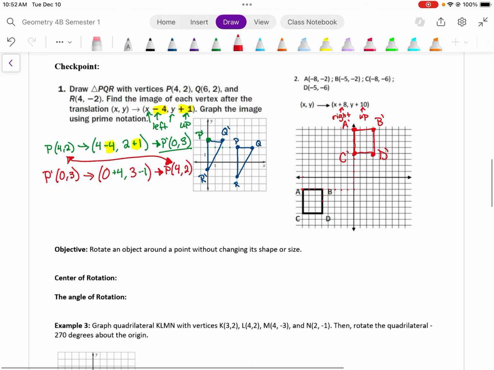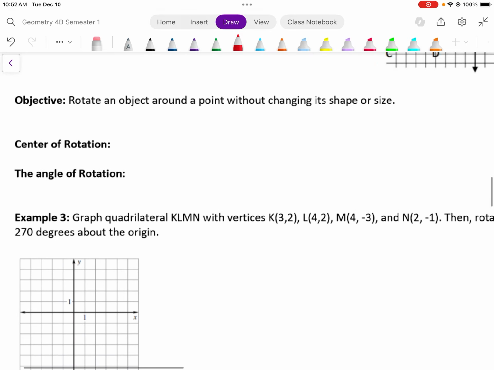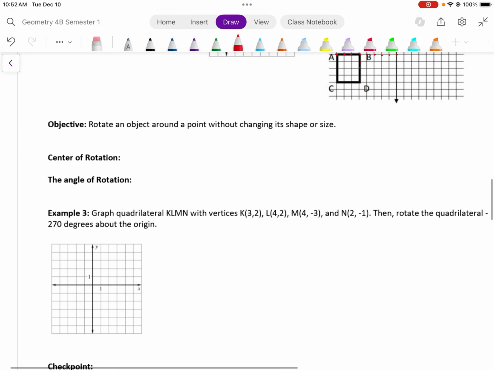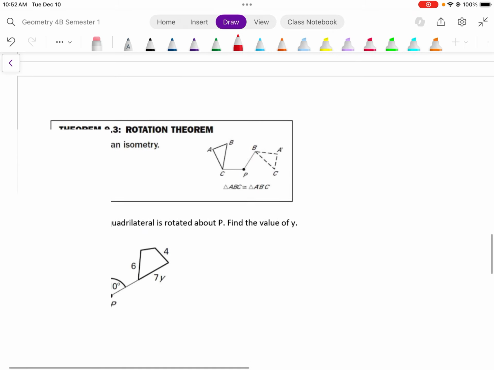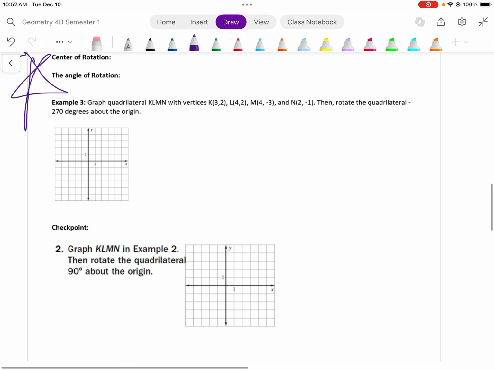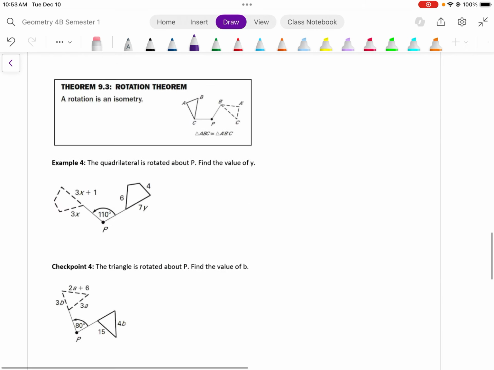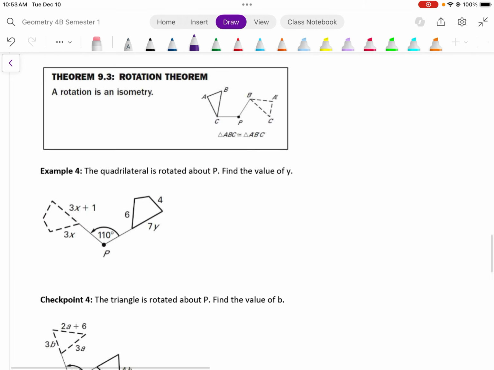Okay, so those are translations. The next thing we're going to go over, actually, I forgot that these were on here. These ones we're going to go over next time when we are together. So for center of rotation, angle of rotation, you can skip these ones. These are going to be easier when I'm there in person to show you how to do them. So don't cross it off. We will come back to this. So you can just skip to the last page of the notes.